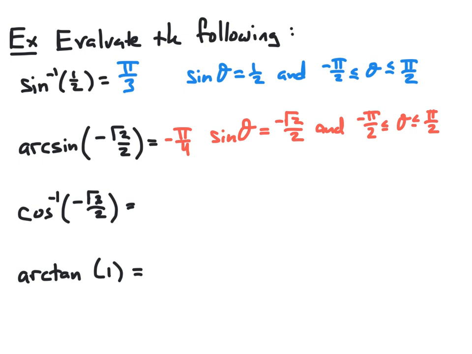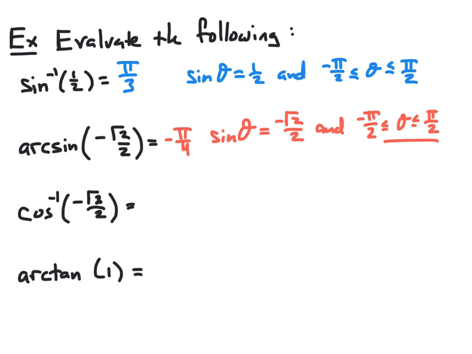The sine of this angle is negative square root 2 over 2. We know that because the reference angle for negative pi over 4 is pi over 4, which has a sine value of square root 2 over 2. And being in quadrant 4, this sine value would be negative. And of course, negative pi over 4 lies in our interval, negative pi over 2 to pi over 2.